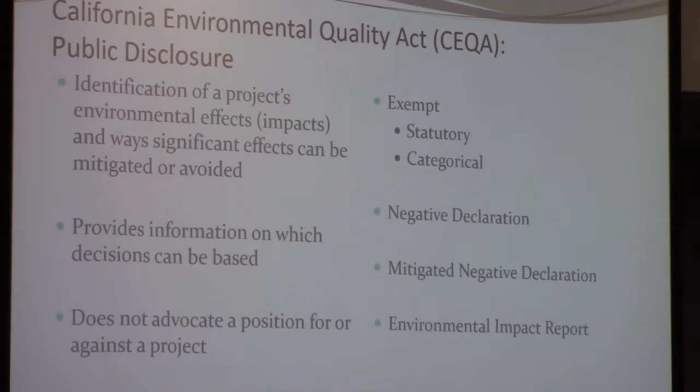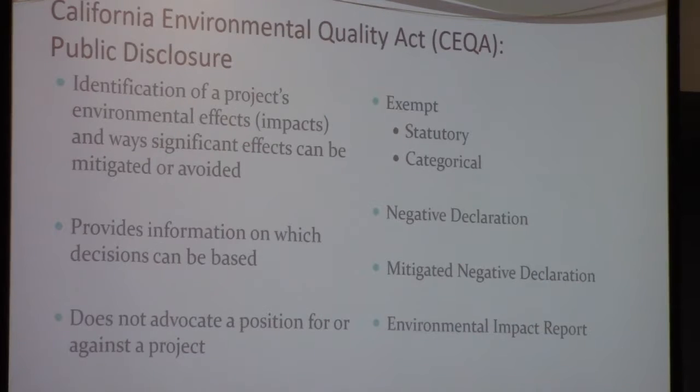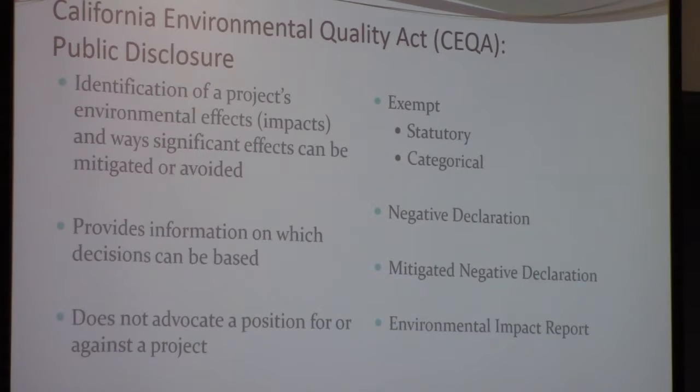So I want to take a moment and just share a little bit about the role of CEQA, the California Environmental Quality Act, and the purpose for the preparation of the Environmental Impact Report, or EIR. Its whole purpose is to provide information to inform the decision makers of the proposed project's environmental impacts, and if there are any ways that impacts can be mitigated or even avoided. The environmental document does not advocate a position for or against a project.